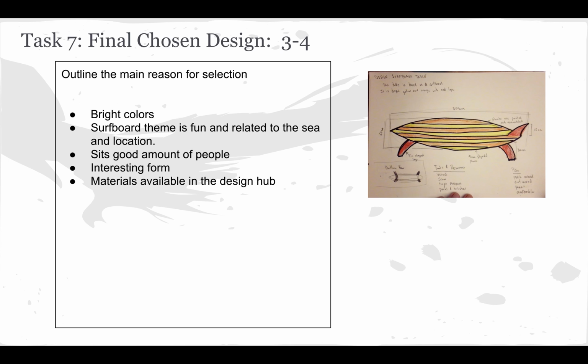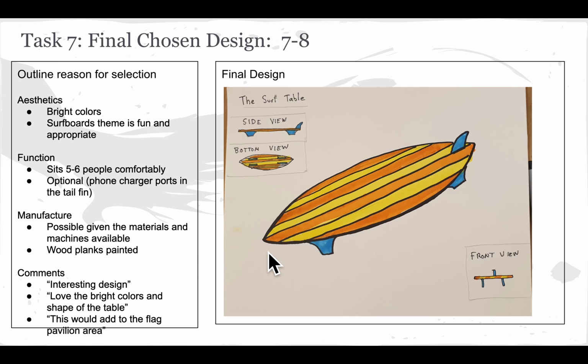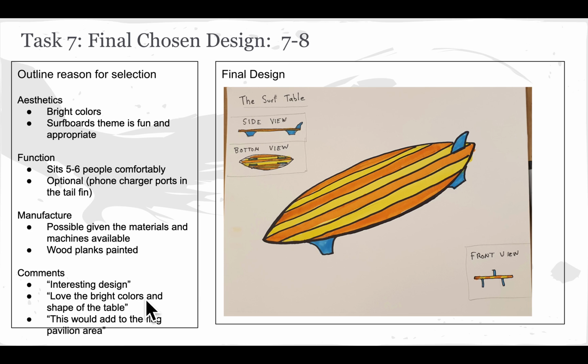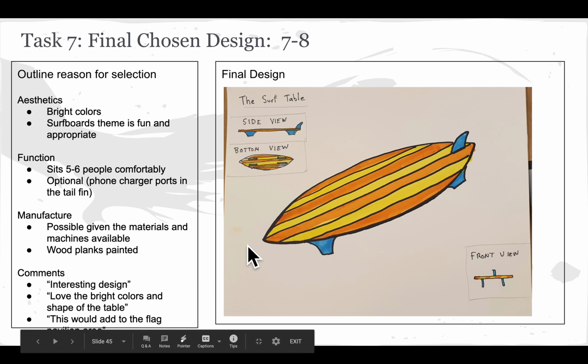I'm going to just skip over these 2 decisions and tell you my final decision was, of course, the surfboard table. So I went ahead and sketched out another version of it, spending more time on the actual sketch. And then I listed those reasons based on the specifications that I was looking for and included some of the comments that I got as feedback. That would be a level 7-8. Thank you very much.